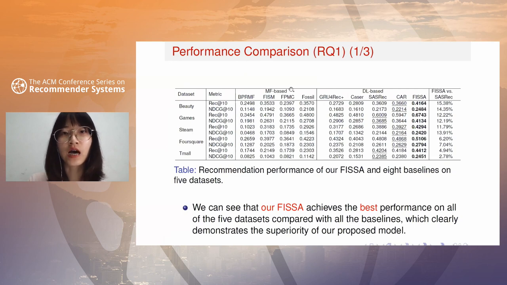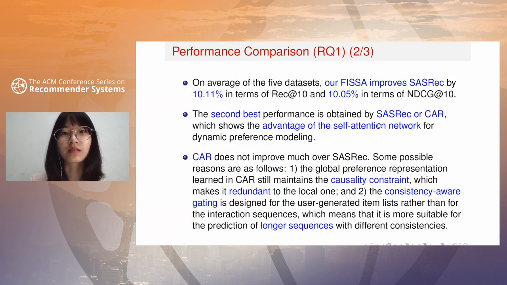The overall result is shown in this table. We can see that our FISA achieves the best performance on all the five datasets compared with all the baselines, which clearly demonstrates the superiority of our proposed model. Here are some other observations.